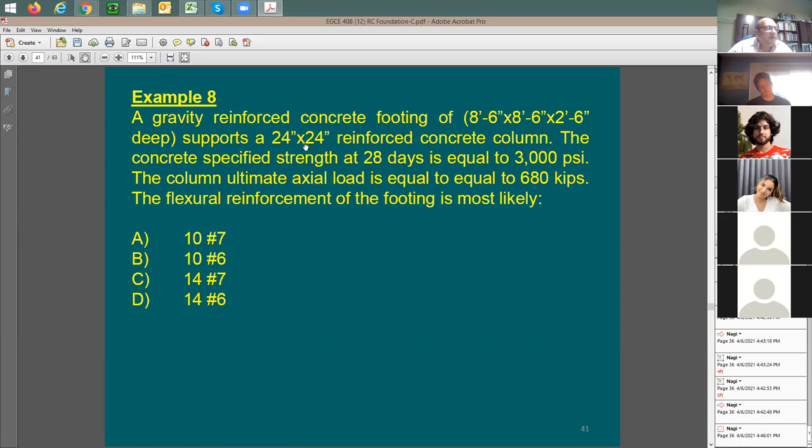The column that's supporting is 24 by 24. The concrete strength at 28 days is 3000 PSI. This is gonna be f prime c. The column ultimate load. What does it mean by ultimate? Is this factored or unfactored? Is this P dead load plus P live load, or is this just the total? This is gonna be P ultimate, right? Meaning this is gonna be 1.2 dead plus 1.6 live. Already factored. You don't need to add any factors. And the question is gonna be about the reinforcing needed in the footing.